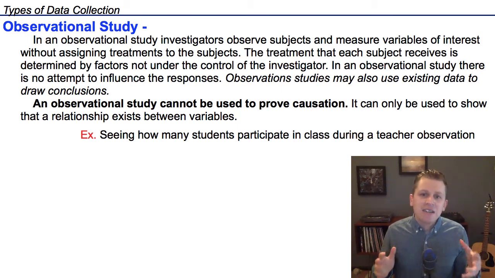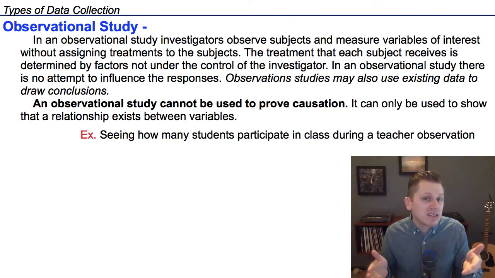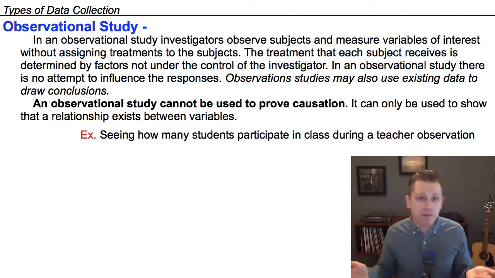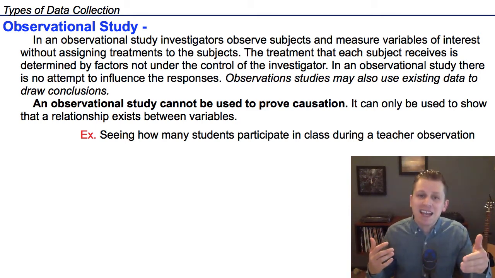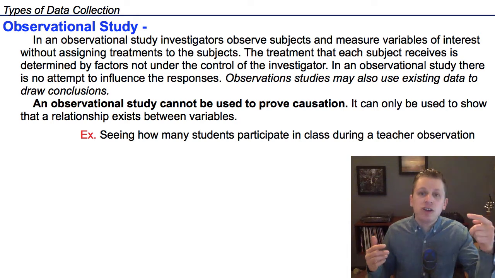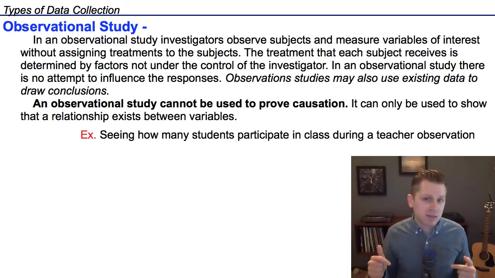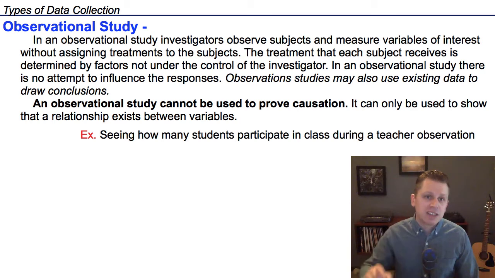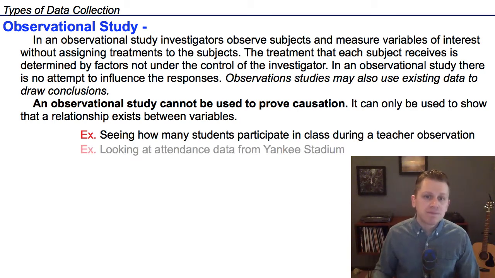And what happens is they come in the room and they just observe what's going on. They may look to see how many students are participating in your classroom. Well, in this case, what they're seeing is if a relationship exists between how many students are in the front of the room participating and how many participate in the back of the room. However, they can't prove causation, meaning they can't say that sitting in the back of the room causes a student not to participate. However, they could notice and observe that students in the back of the room tend to participate less.